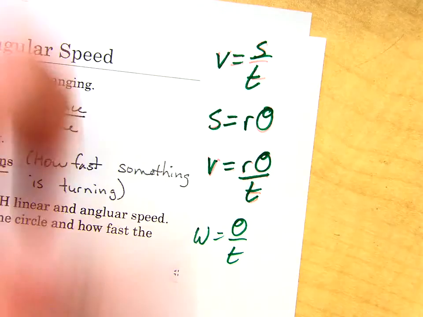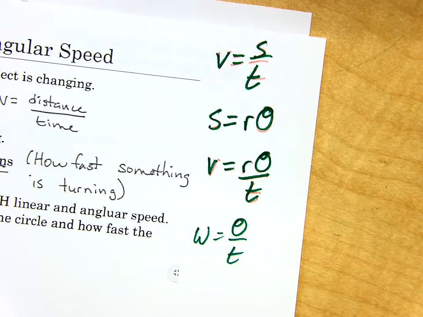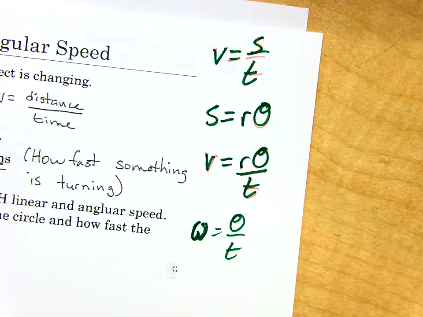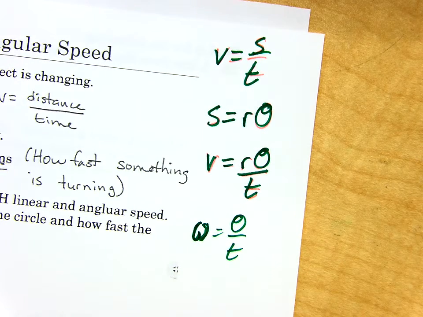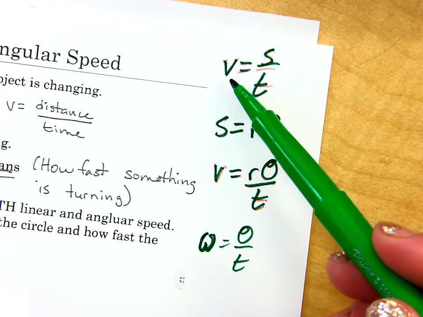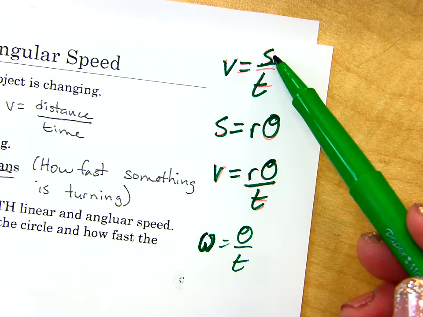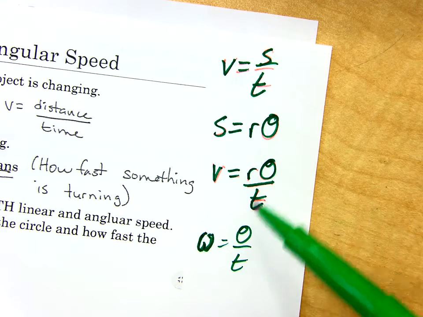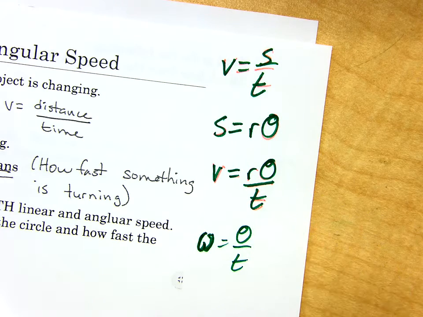Okay, so here are some of the formulas that we have. Remember that funny W is actually a lowercase omega, and that's angular speed. V is our velocity, so that's your linear speed. S is the arc length of the circle. R is radius. Thetas are in radians.